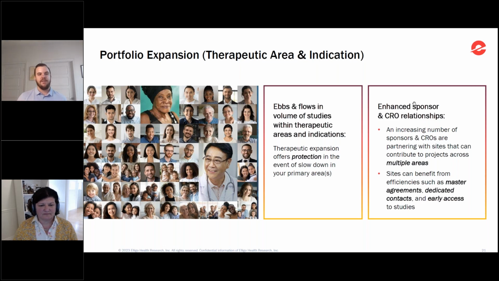And then what you get out of that as a benefit, right, as a site from partnering with a sponsor or CRO are efficiencies, right? Sometimes you get early access to studies. Sometimes you get dedicated points of contact within that organization that help you escalate things as needed. And then oftentimes you'll have master agreements to make the negotiation of each individual study budget and clinical trial agreement that much easier and more efficient for your site.